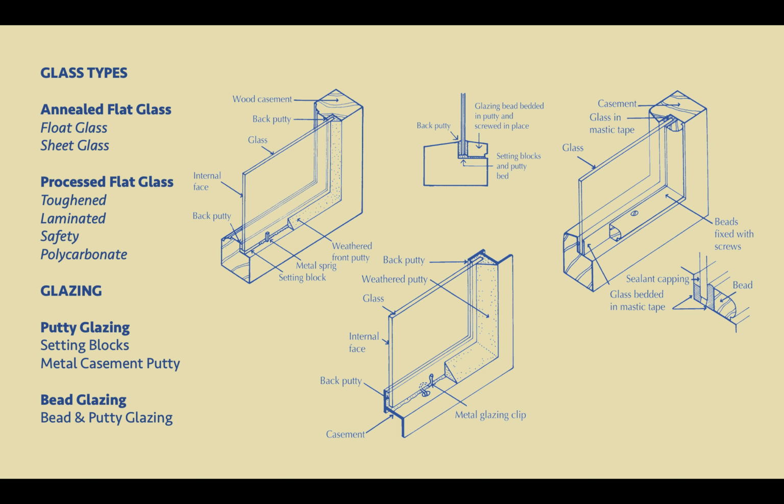In the discussion of processed float glasses, we can come across the definition of a range of different types of glasses, such as toughened glass, laminated glass, safety, and polycarbonate sheet. Once again, understanding basically the difference between them and their production process is all that is required.